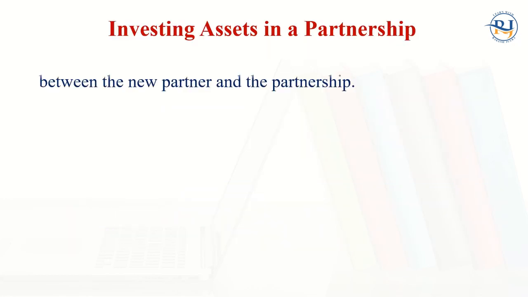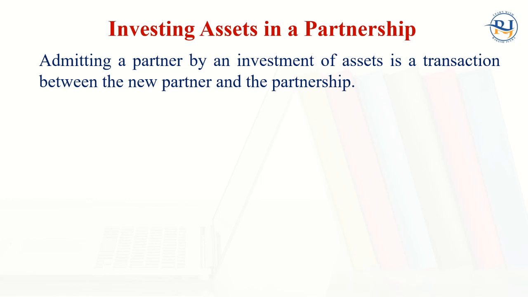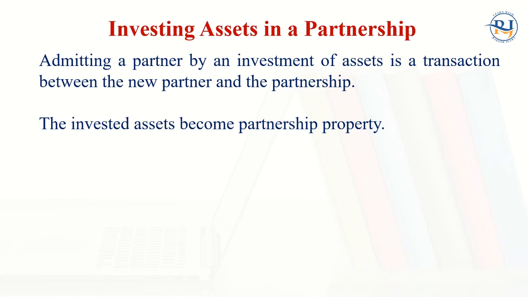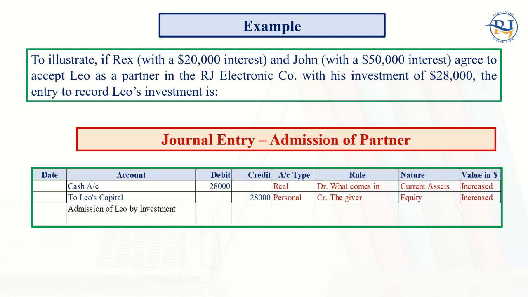Now, the second scenario is investing assets in the partnership. Admitting a partner by an investment of assets is a transaction between the new partner and the partnership. The invested assets become the partnership property. So in this case, I'm just going to explain this with one example. Let's say Rex has a $20,000 interest and John has a $50,000 interest, meaning $20,000 capital for Rex and $50,000 capital for John in the partnership firm.